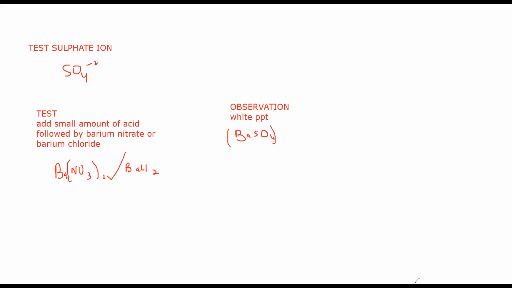Yes, it will give a white precipitate with both barium salts. Even if you are using barium nitrate or barium chloride, the result is the same. It will be a white precipitate. This is a sulfate ion. Finish done, everyone.